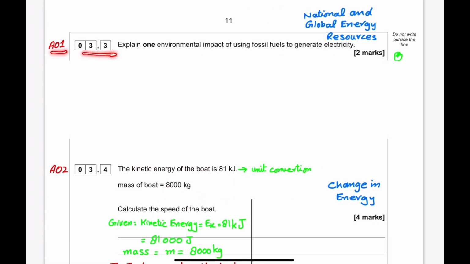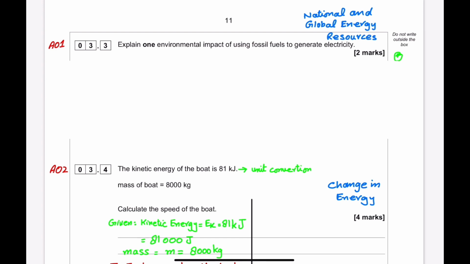3.3 is an AO1 question, and this question is from the national and global energy resources. Explain one environmental impact of using fossil fuel to generate electricity. When the fossil fuel is used, it produces carbon dioxide, sulfur dioxide, or nitrogen dioxide, which are responsible for global warming and acid rain.